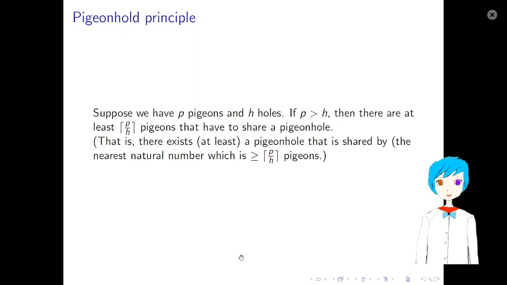We also introduce the pigeonhole principle. The pigeonhole principle states that if we have P pigeons and H holes, and P is greater than H, then there are at least the ceiling of P divided by H pigeons that have to share a pigeonhole. So there exists at least one pigeonhole that is shared by at least ceiling of P divided by H pigeons.